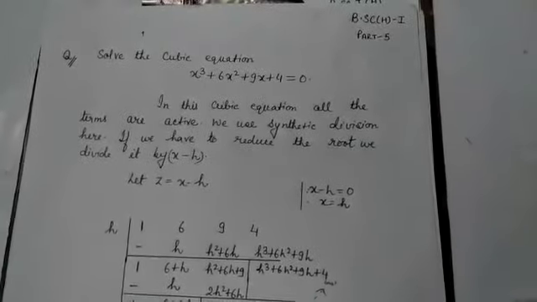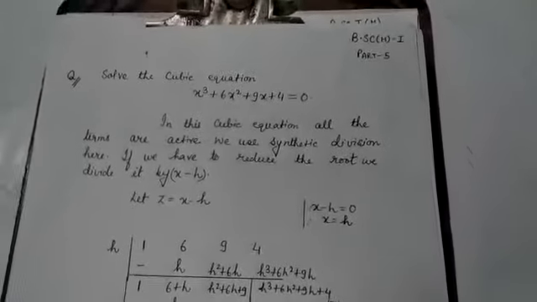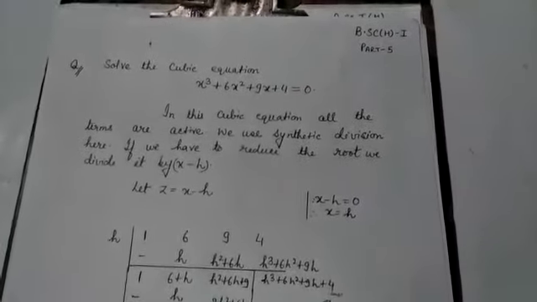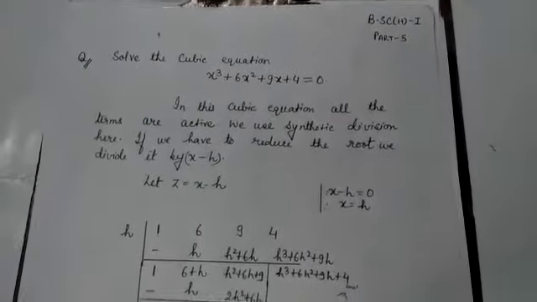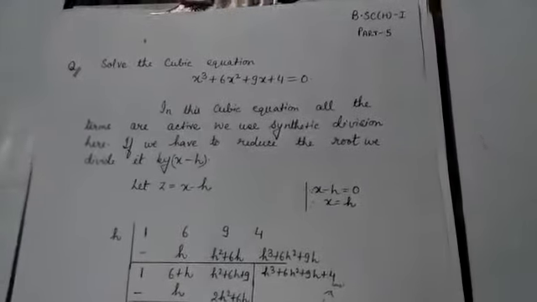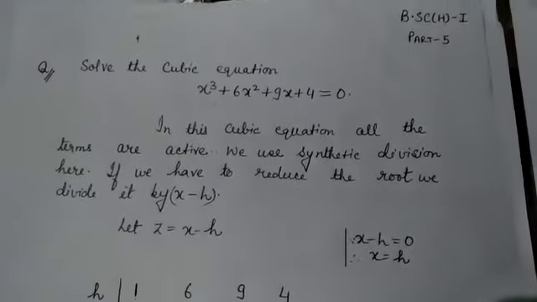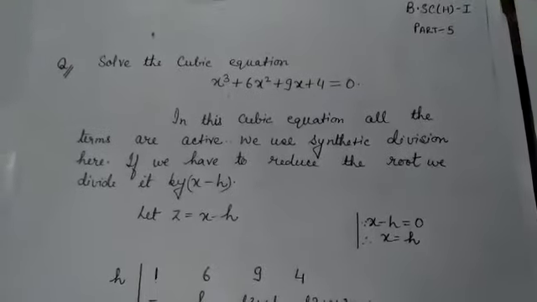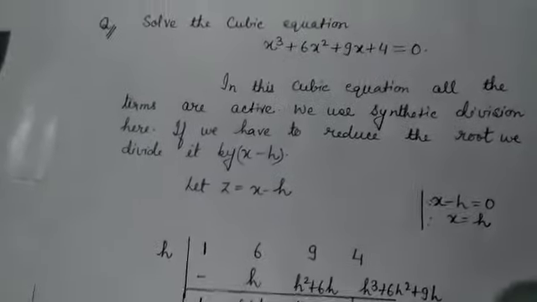In this class, today we are going to solve the cubic equation by the help of synthetic division. Synthetic division is used to find the quotient and remainder when a given polynomial is divided by a binomial. This we have already discussed in the last class. When all the terms are active, we use synthetic division.